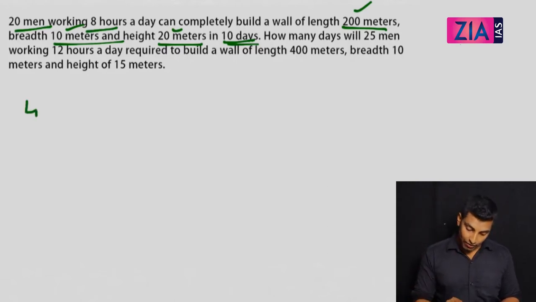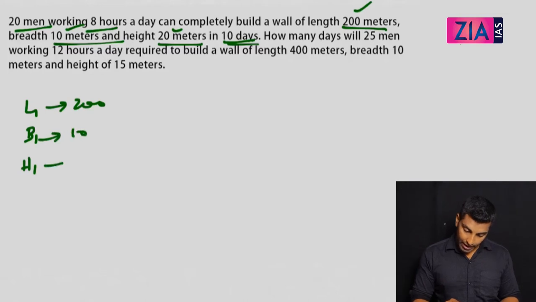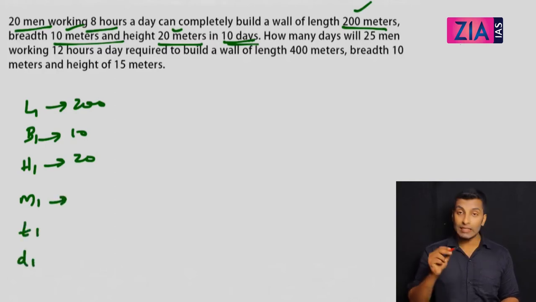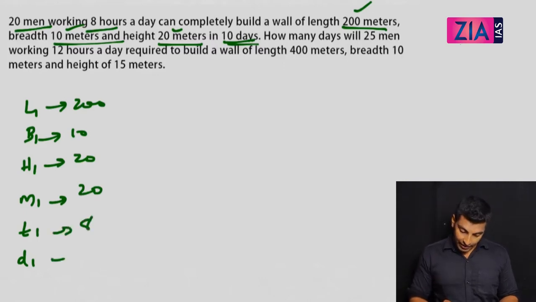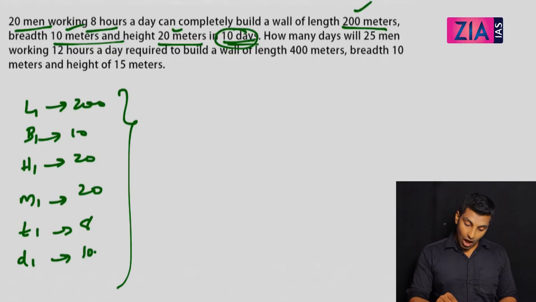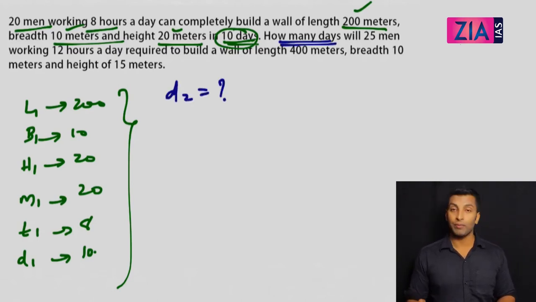So L1, B1 and H1 are given: L1 is 200, B1 is 10, H1 is 20. What else is given? M1, T1 and D1 are also given. M1 means number of men, that is 20. T1 is given as 8 hours. D1, how many days it will take? 10 days. Now, what is the question? How many days? So the question is clearly D2. D2 is the question, like what we have seen in the example case, right?